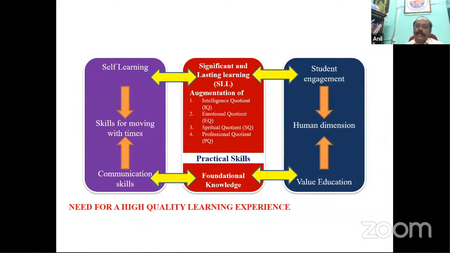So, the need for a high quality learning experience. If you observe this block diagram, self-learning is very important, because we are all in higher education. In higher education, the prime motto is self-learning, and self-paced learning must be there. The skills for moving with times and communication skills must be important. So they are very important to have significant and lasting learning, that is SLL, and augmentation of that is in intelligent quotient, emotional quotient, and spiritual quotient, as well as professional quotient, where value system must be important.